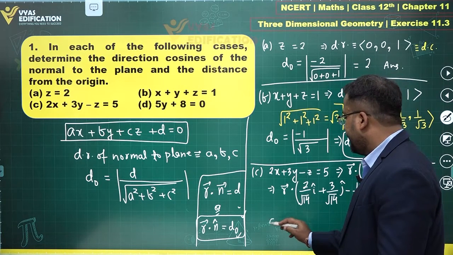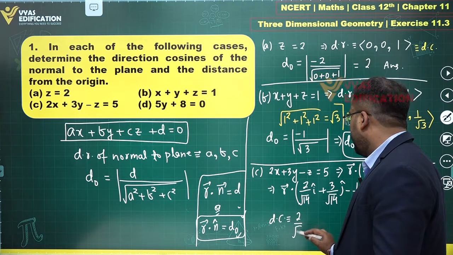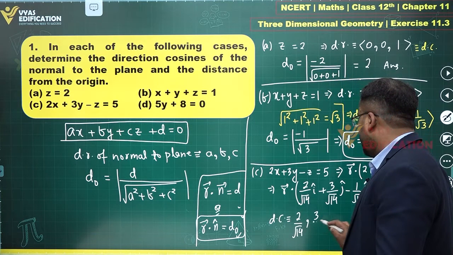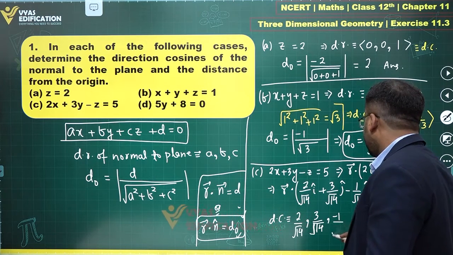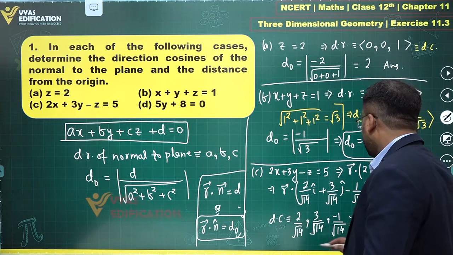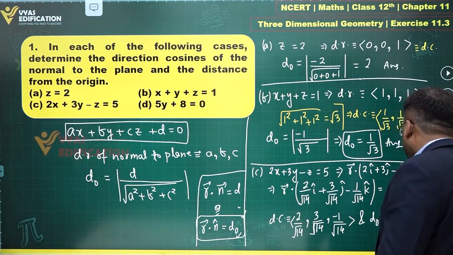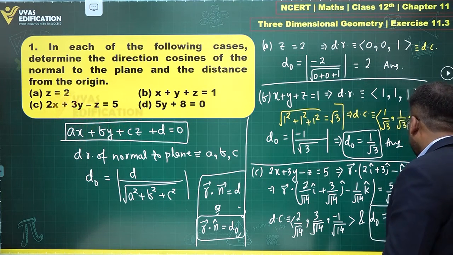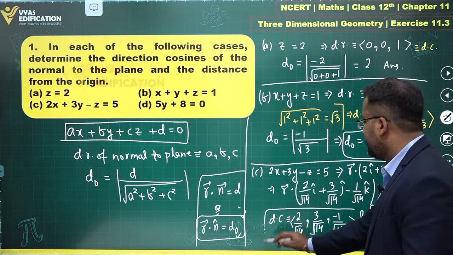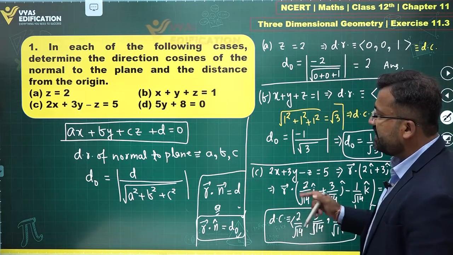So from here you can directly see that the direction cosines will be 2 upon root 14, 3 upon root 14, comma minus 1 upon square root of 14. These will be the direction cosines, and distance from the origin will be 5 upon square root of 14. This and this are my answers for this particular C part.